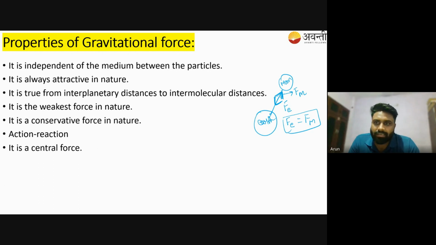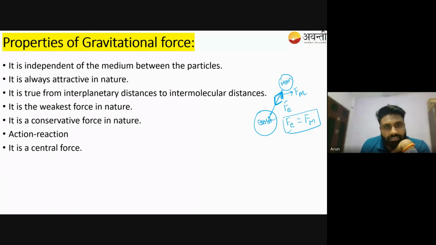Newton's third law says that each action has an opposite and equal reaction. So Earth is applying an action to the Moon, so Moon is applying a reaction back. Got it? So this is also a property of gravitational force. Now it is a central force also. Central force means it is always acting towards the center of the particle, or more specifically, it always acts towards the center of mass.